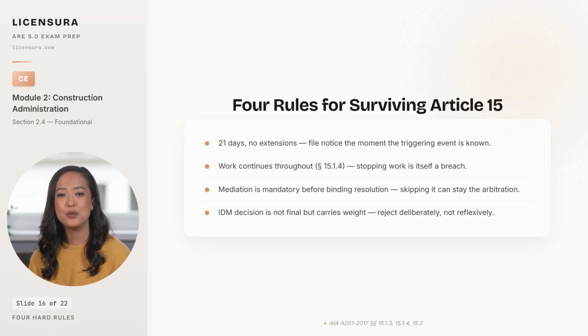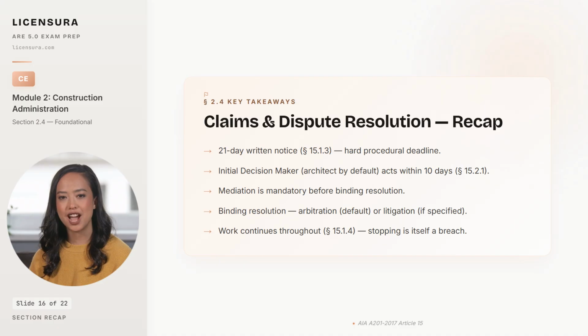Pulling the letter and the four rules together leaves one principle that holds the architect's position as IDM. Five takeaways from Article 15. The 21-day written notice under Section 15.1.3 is the procedural gate, a hard deadline that kills meritorious claims when missed, and one of the highest yield rules on the exam.